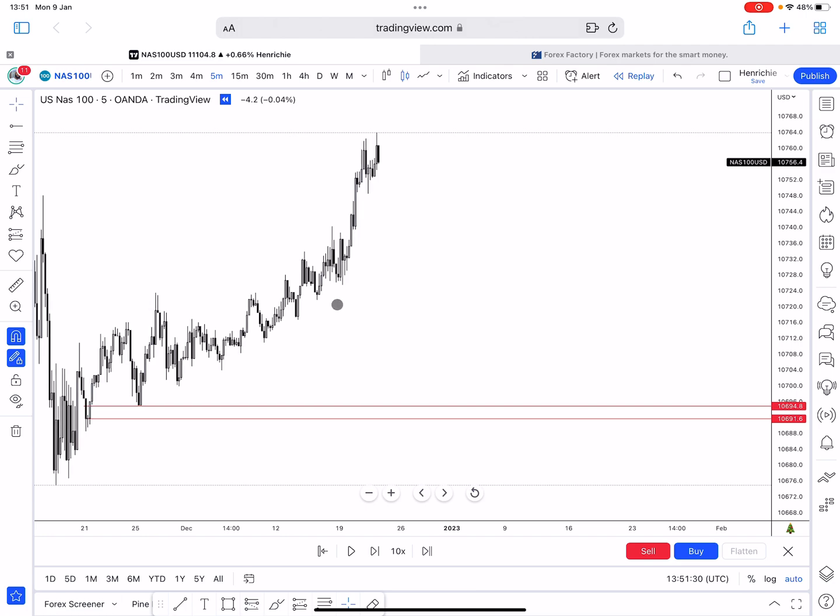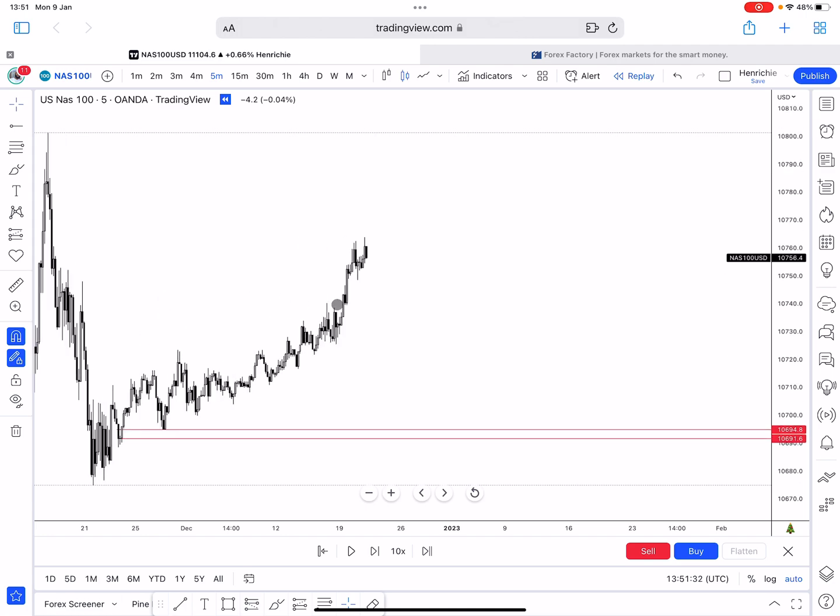After I marked this out, I was waiting for a 2 minutes break of structure. And I told myself the moment I see a 2 minutes break of structure after the news, I am going to go longs on NASDAQ.